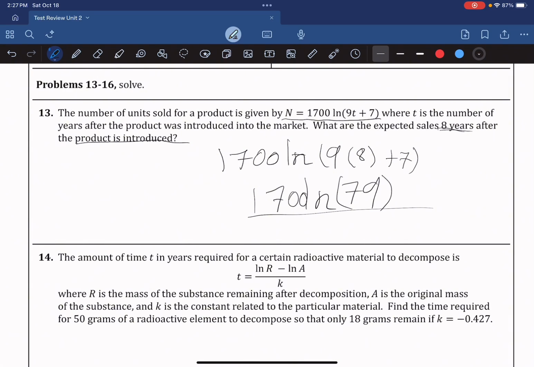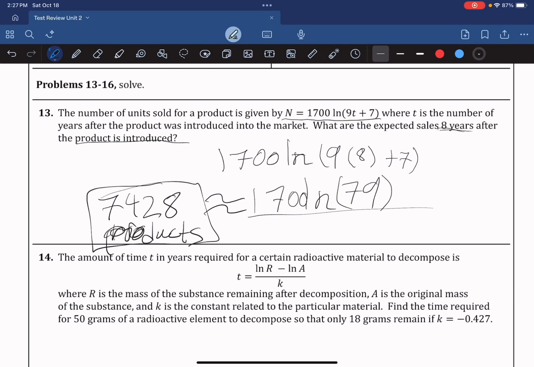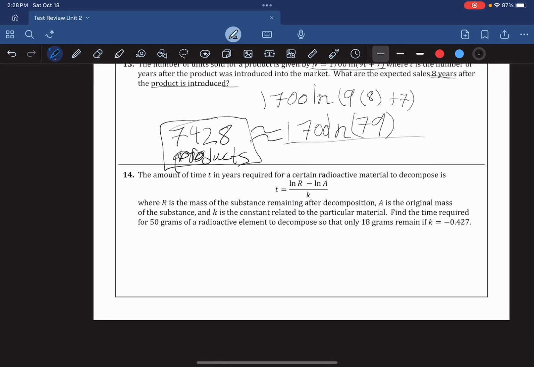1700 ln of 79, which will be roughly equal to about 7,428 models, or products, sorry. Because you can't really sell half a product. Well, it depends on the product, but you usually can't sell half.